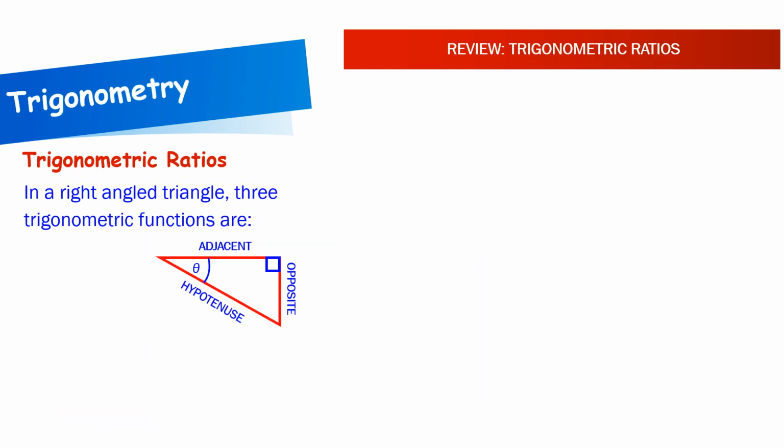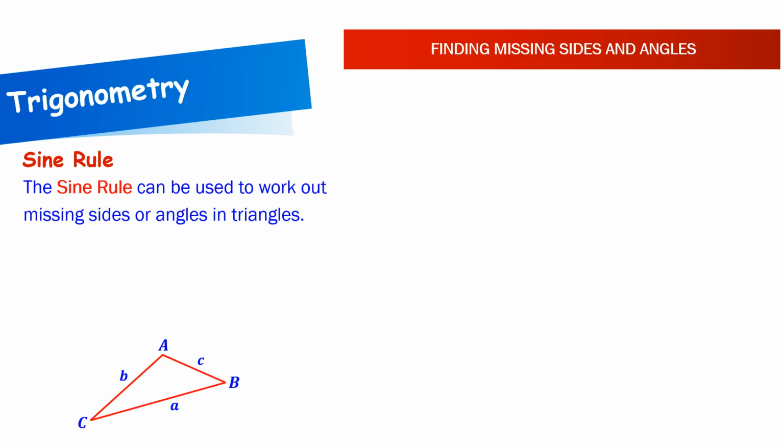Let's now take a look at trigonometric ratios. In a right-angled triangle, three trigonometric functions are sine theta equals opposite over hypotenuse, cos theta equals adjacent over hypotenuse, and tan theta equals opposite over adjacent. Now let's consider the sine rule. The sine rule can be used to work out missing sides or angles in triangles.